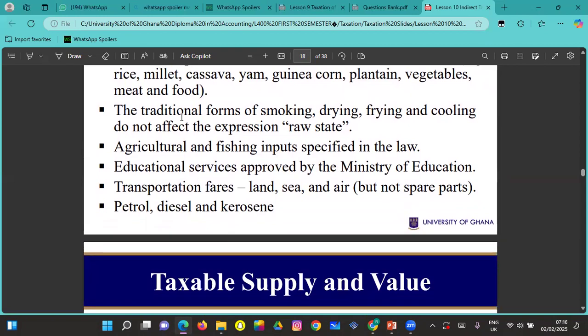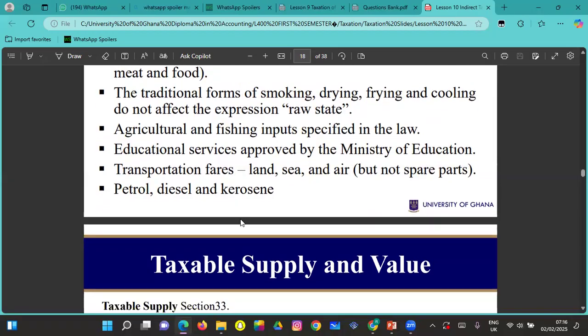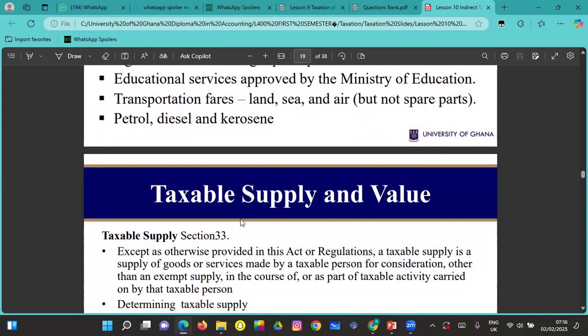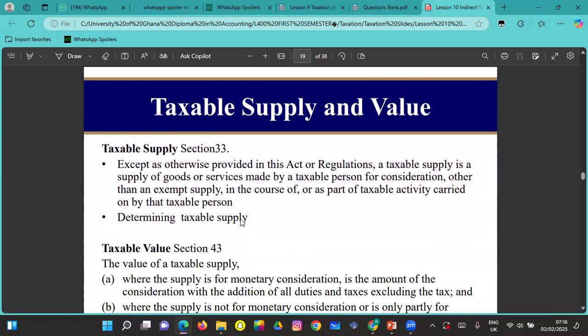Then also agriculture and fishing inputs specified in the law, and education services approved by the Ministry of Education. Then transportation, whether land, sea or air, but not spare parts. Then we also have petrol, diesel, and kerosene, which are all tax exempt.